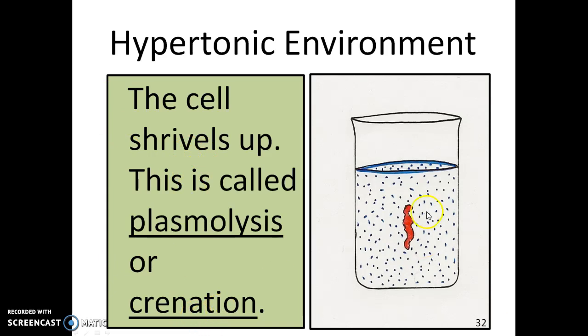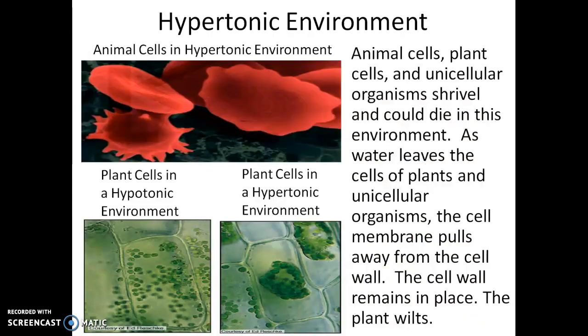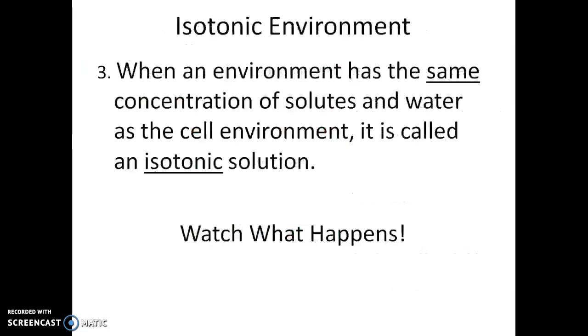So obviously looking at the red blood cell, it is not good for the red blood cell. Plants also would not like this. They don't want to shrivel up. And bacteria also don't want to shrivel up. So all three, plants, bacteria, and animal cells, all hate a hypertonic environment. So hypo, good for some, not good for others. Hyper is bad for everybody involved. So no good for this.